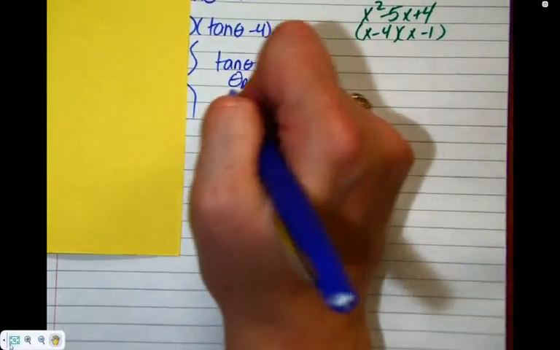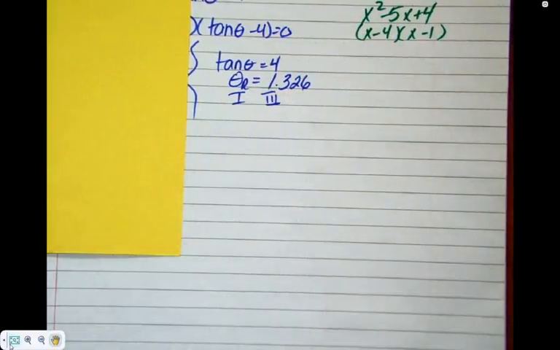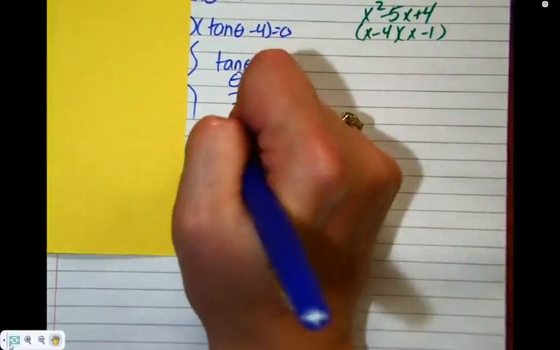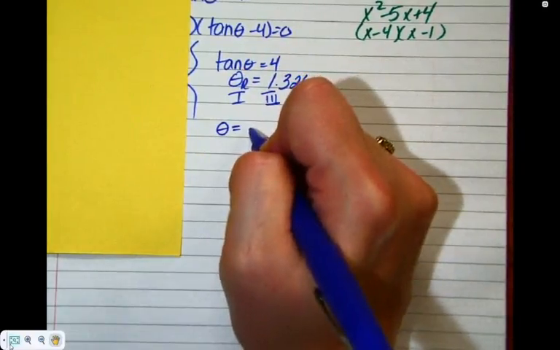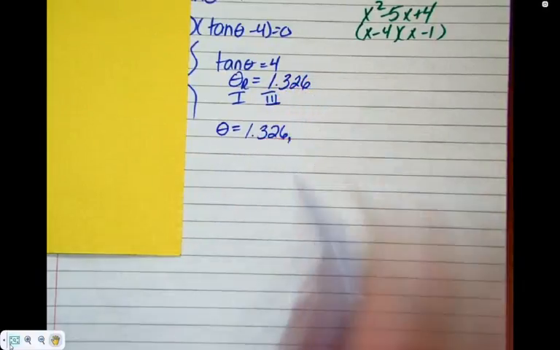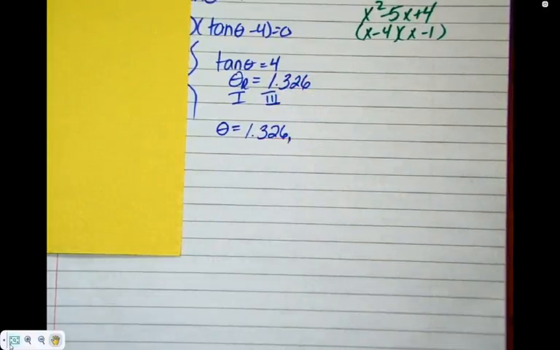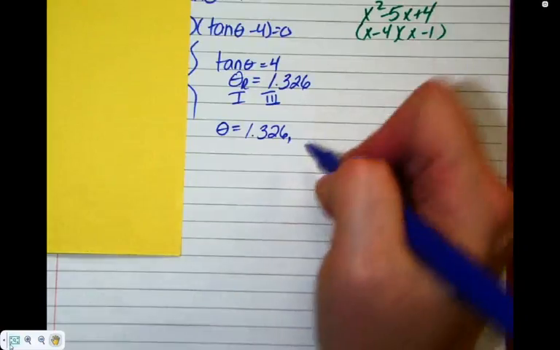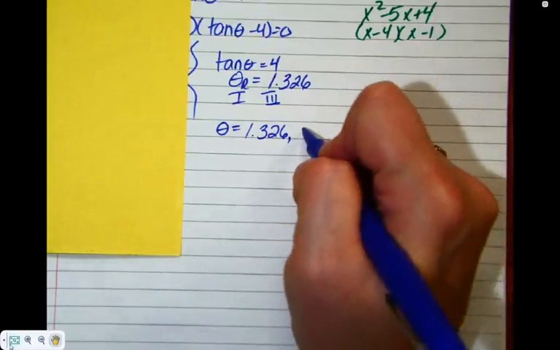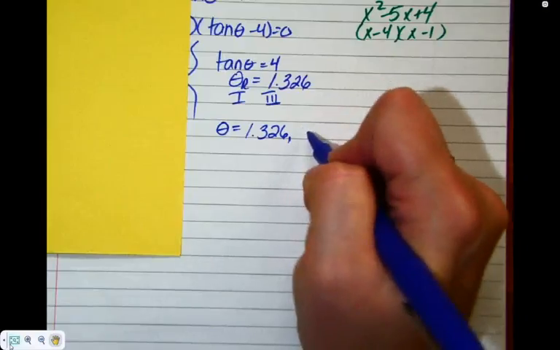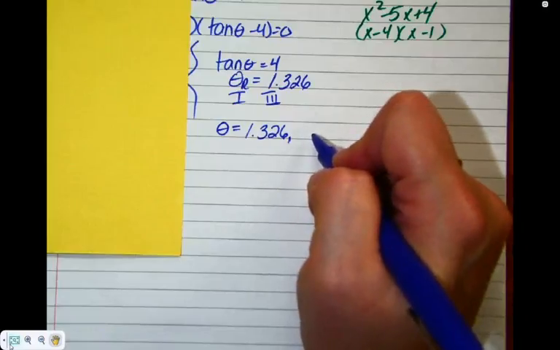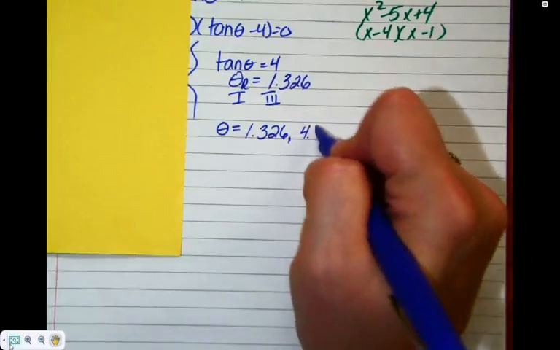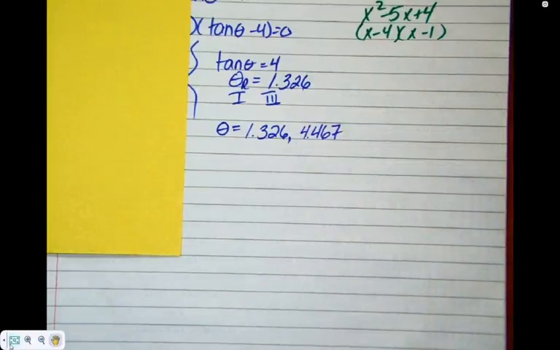Quadrants 1 and 3 again. Theta in quadrant 1. Quadrant 3, so pi plus that, which would be 4.467. Did I hear that correctly? Is everybody okay where those values are coming from?